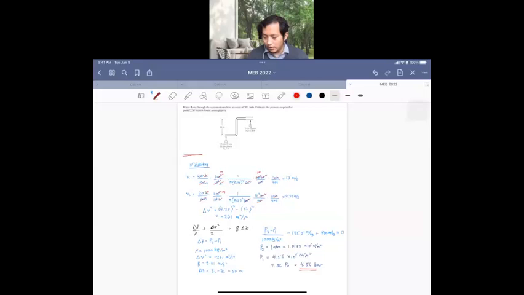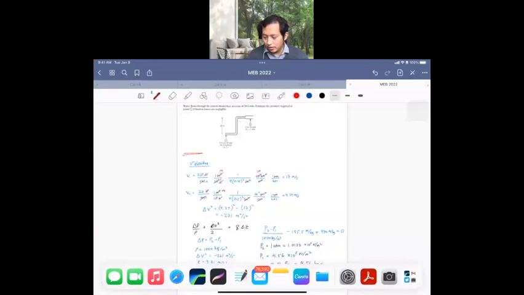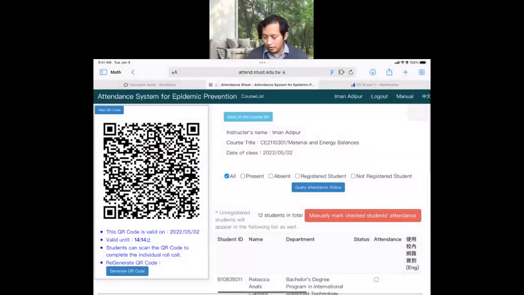Okay, if there are no questions, let me show you again the QR code. Okay, and hopefully you can have a good grade for your midterm. Okay, good luck for the midterm.